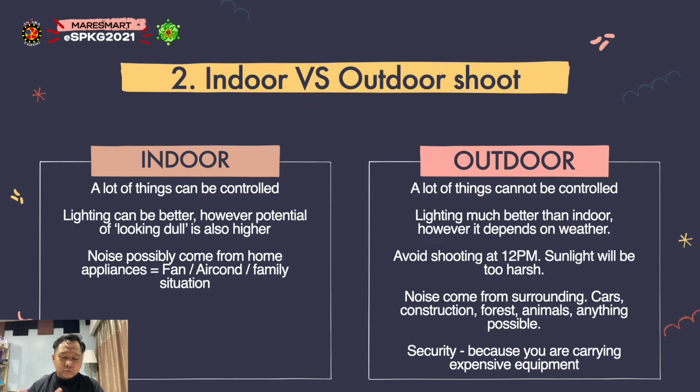If you want to shoot outside, usually after 4, or around 8 to 9 a.m. Those are the times when the sunlight is not as harsh. And remember that noise can come from surroundings like cars, construction, forest, animals, anything possible. Also watch out for your equipment, because most of the time you cannot shoot at a shopping mall, so be aware of that. But be careful when shooting outside.